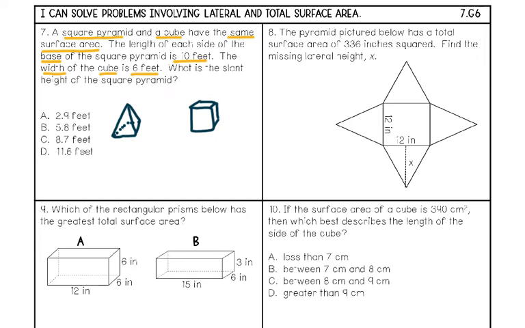Number 7 is kind of a really scary looking word problem. So I'm going to take what I see in there, and as I see it, I'm going to label it and draw it onto these 2 pictures. So it says I have a square pyramid, that's this right here, and a cube. So I've drawn those pictures out.